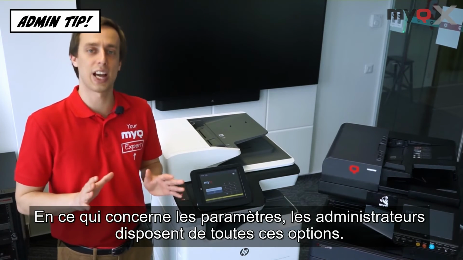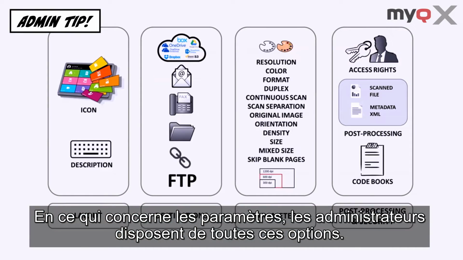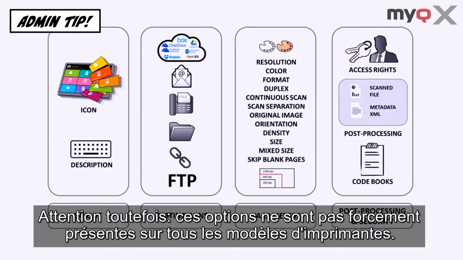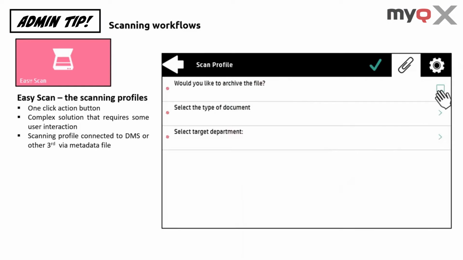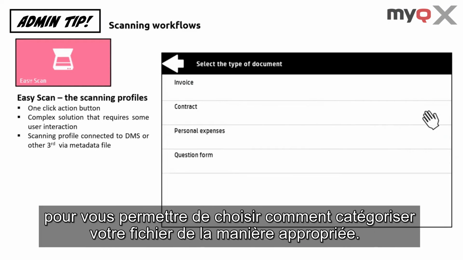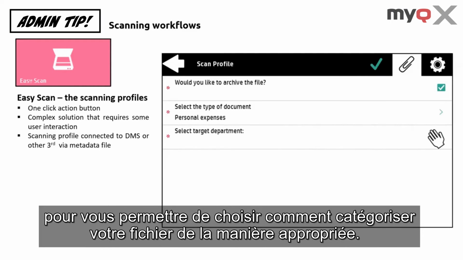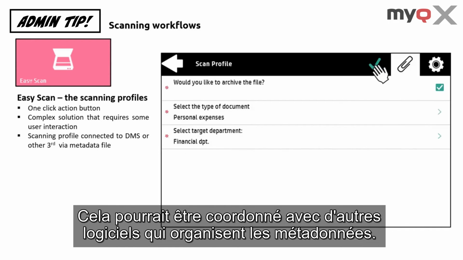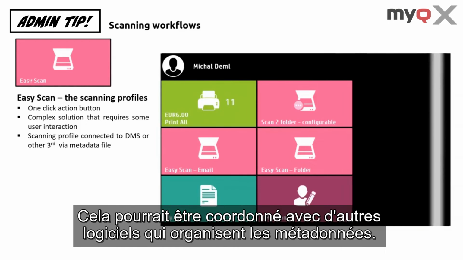Now, for the parameters, admins have all of these options. Be warned though, not every printer model may have these options included. Admins can also set up postscripts to allow you to choose how to categorize your file in the proper manner. This could be coordinated with other software which organize things by metadata.